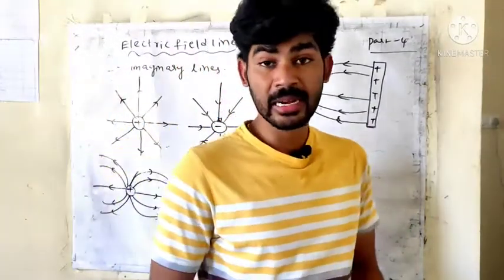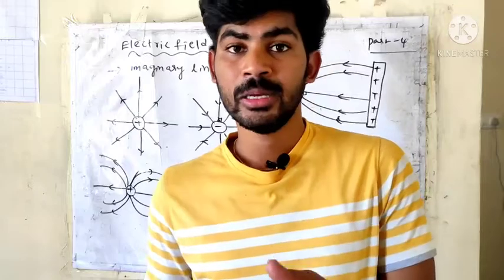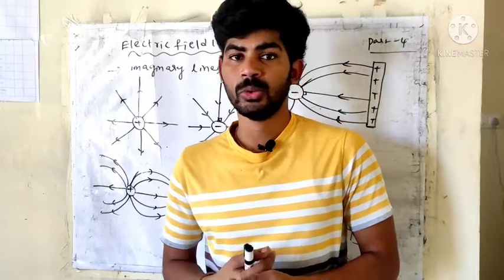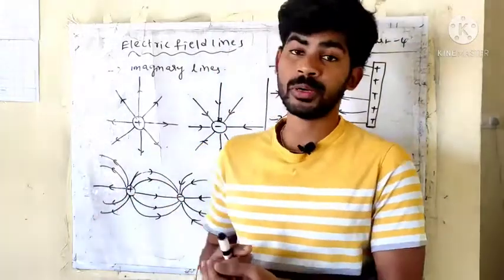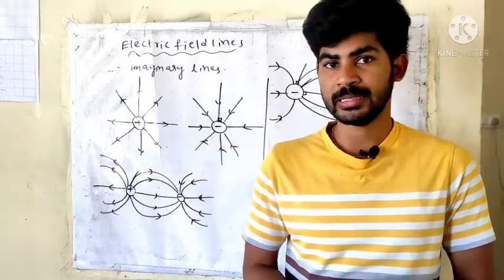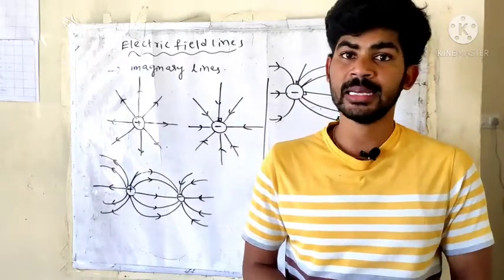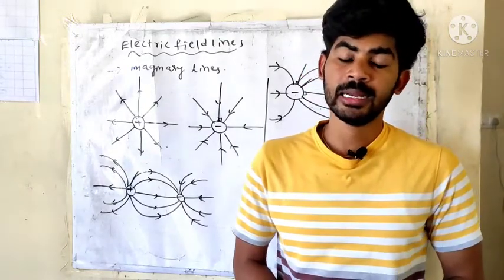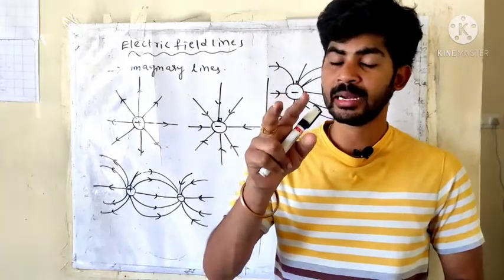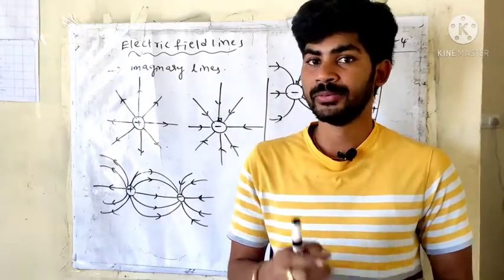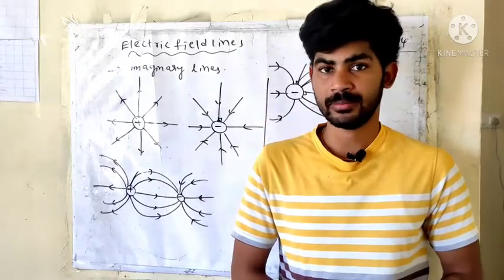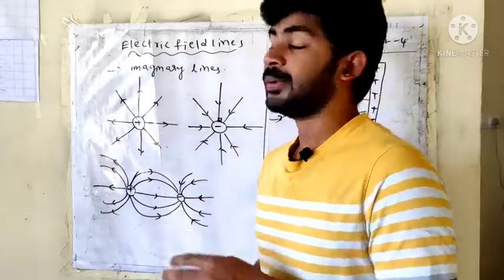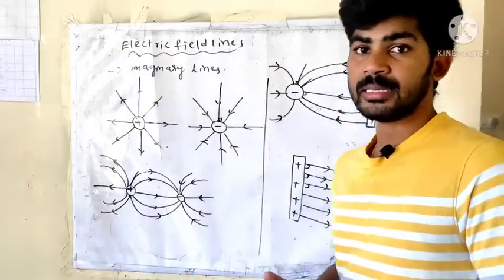Electric field lines are imaginary lines, generated from the positive charge and ending at the negative charge. We already discussed some properties, and now two more properties. The electric field direction is given by the tangent line, and two electric field lines never cross each other. That is one more point.